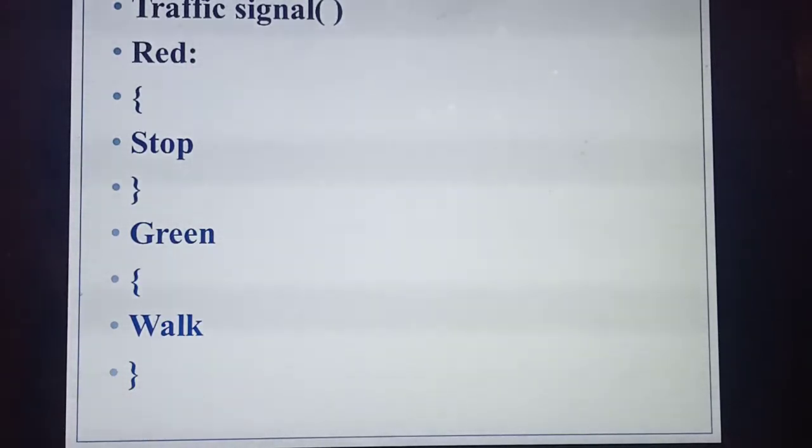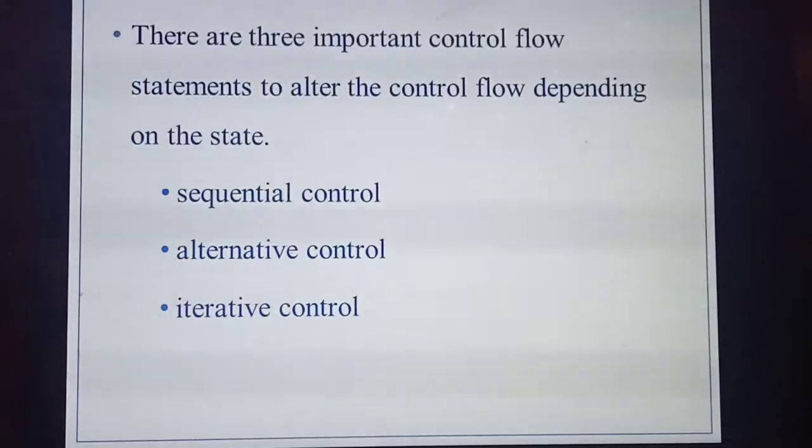In control flow, three different types of control flows are there. What are they? Sequential control, alternative control and iterative control. What are the three things? Sequential, alternative and iterative. These three things we are going to study in detail in the next class. I already said chapters 6, 7 and 8 are somewhat tough, fully theory. Somewhat tough only. Anyway, you need to study.